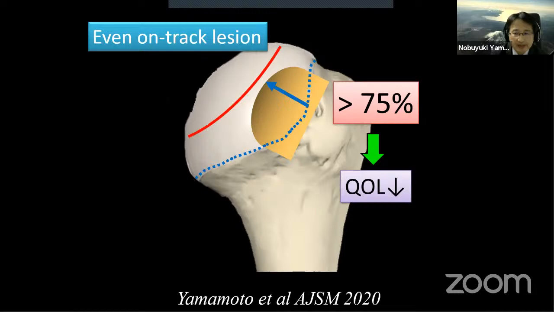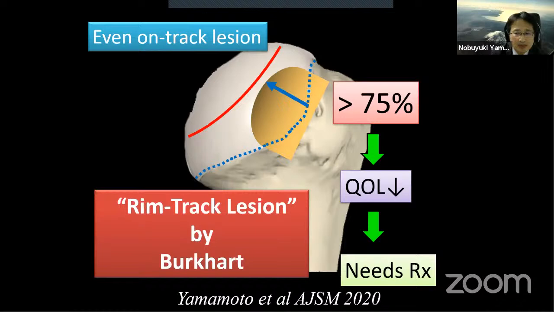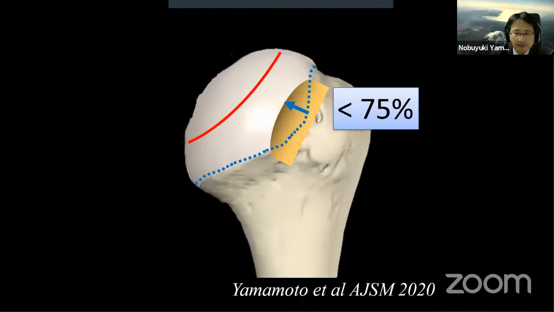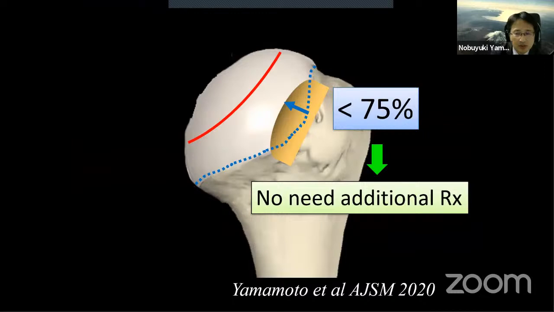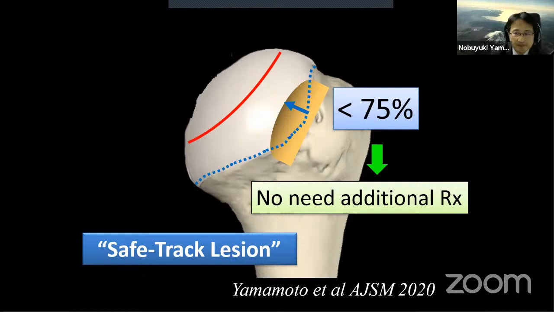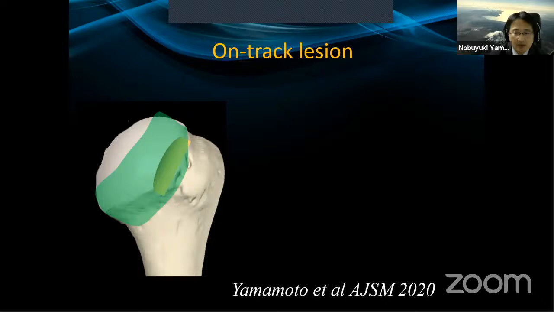treatment. This is called a near-track lesion, named by Dr. Burkhart. On the other hand, if the Hill-Sachs lesion is located less than 75%, we don't need additional treatment. We named this a safe track lesion. An on-track lesion can be divided into two: safe track lesion and near-track lesion.